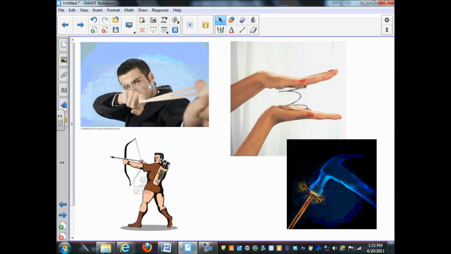The third type is light energy. All of these different types of things, fire, the sun, a flashlight, a light bulb, even a lightning bug, all produce light energy. And then the last one is mechanical energy.